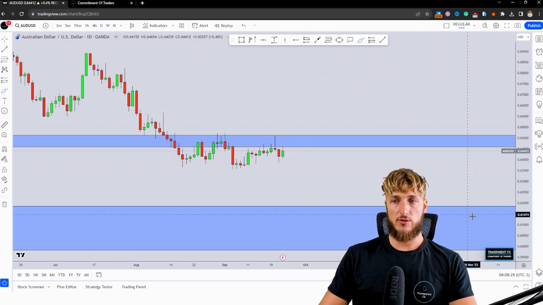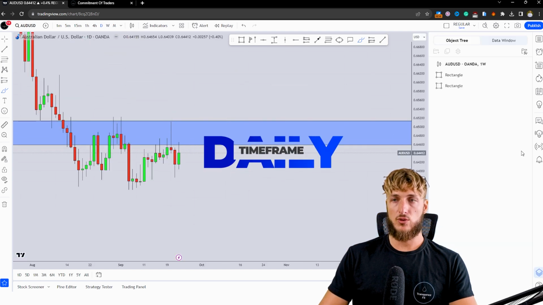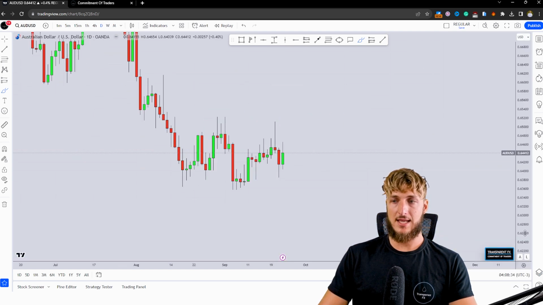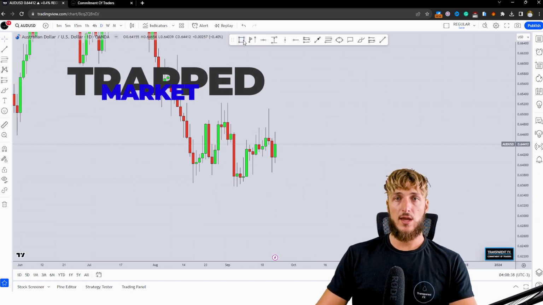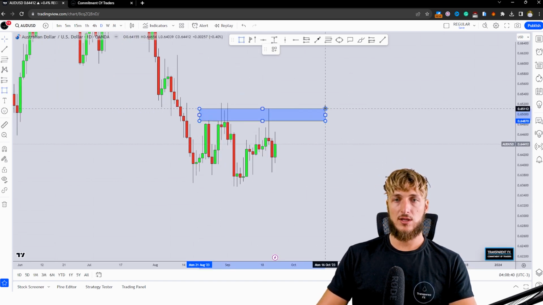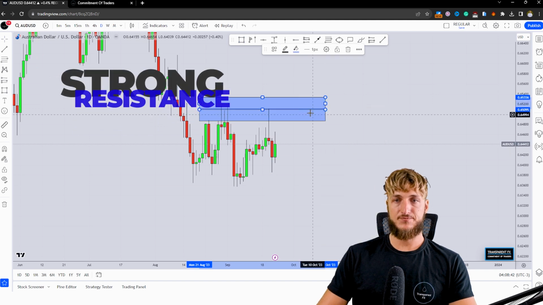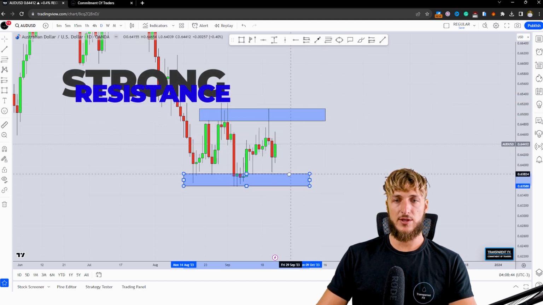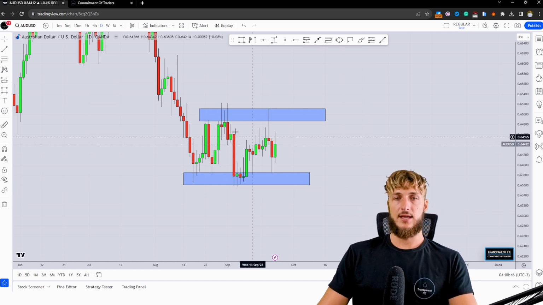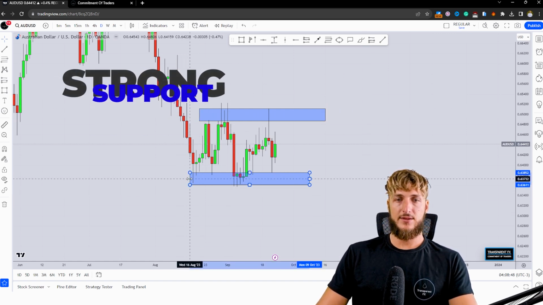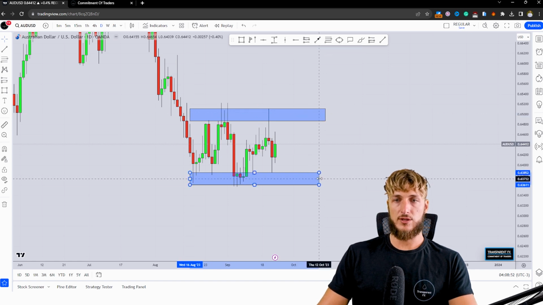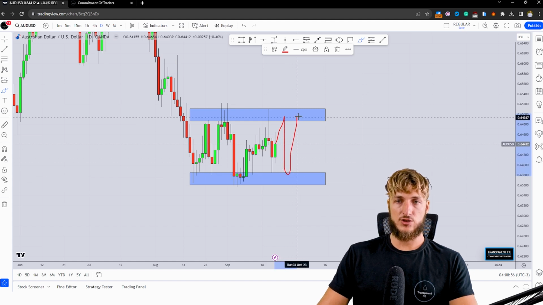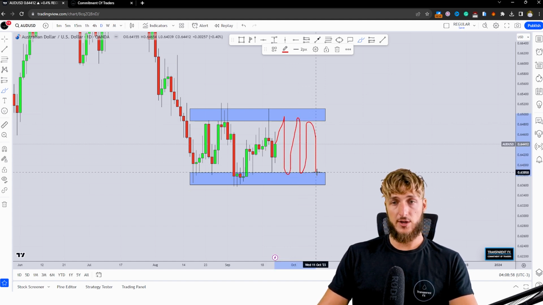However, if we drop down on the daily time frame, there is a quite important thing that we must notice. At the moment, the market is definitely trapped in a range. We have the top of the range here currently acting as resistance, and we have the bottom of the range here currently acting as support. Now, until the market will remain in between these resistance and support levels, we could simply expect more horizontal price action, meaning more ranging for this market.